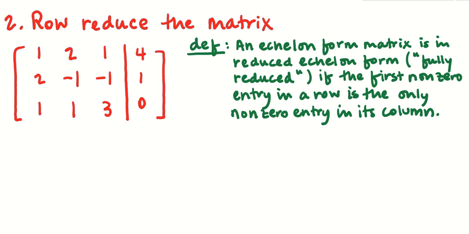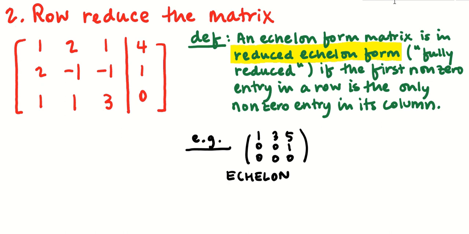Now we'll say that a matrix that's already in echelon form is in reduced echelon form, which we're going to colloquially call fully reduced, if the first non-zero entry in a given row is the only non-zero entry in that column. So let's go back and look at the one that was in echelon form and see how it's not in reduced echelon.